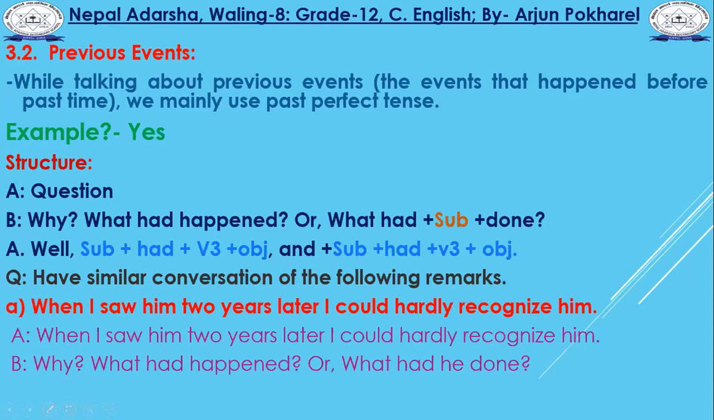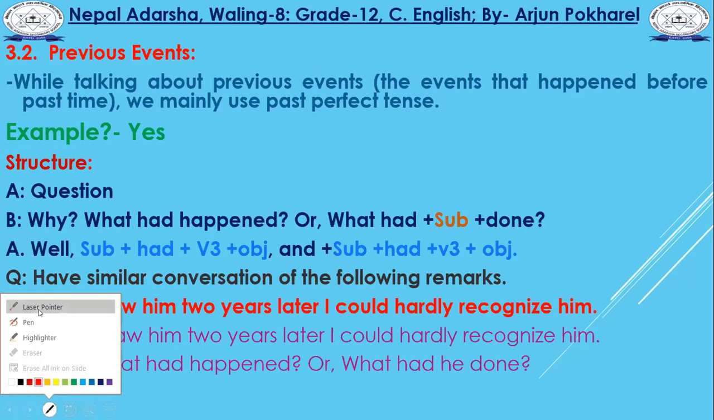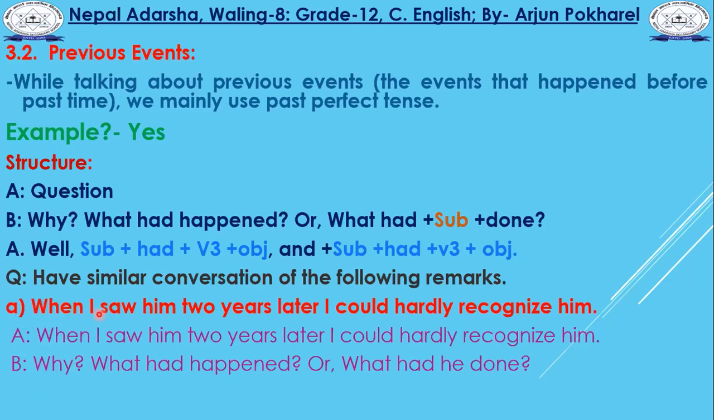In the place of subject we have to use he, because when I saw him, the speaker is talking about another person. That's why we write he as a subject here, not you, because here I and you can go, what had you done? No, the change is not in you. The change was in him. So you have to use what had he done, in this way.